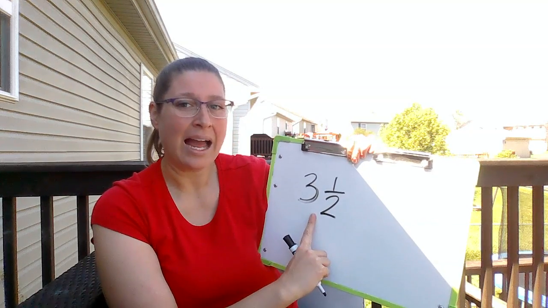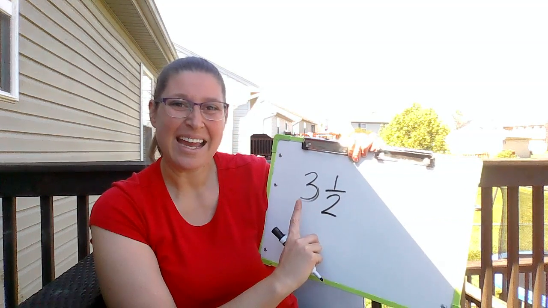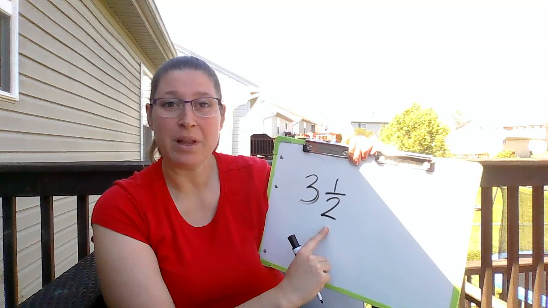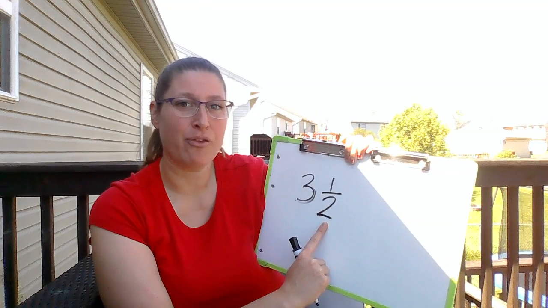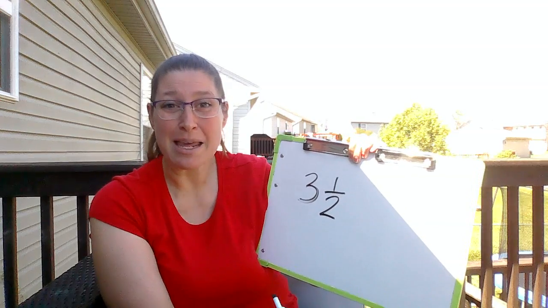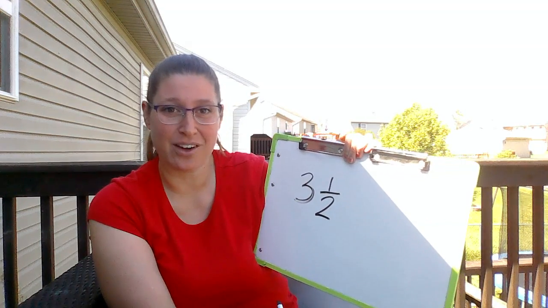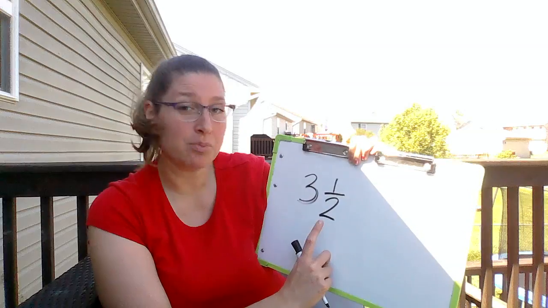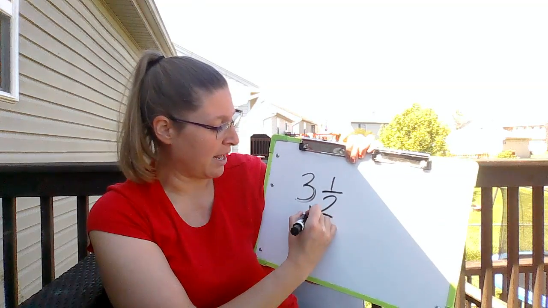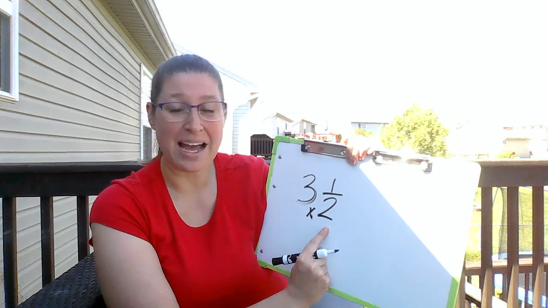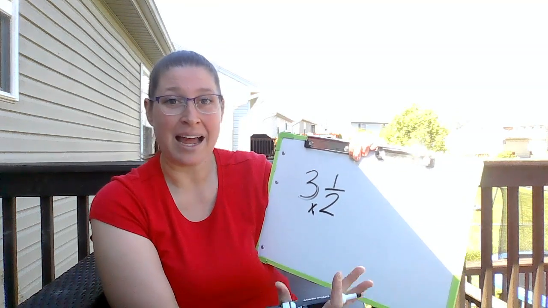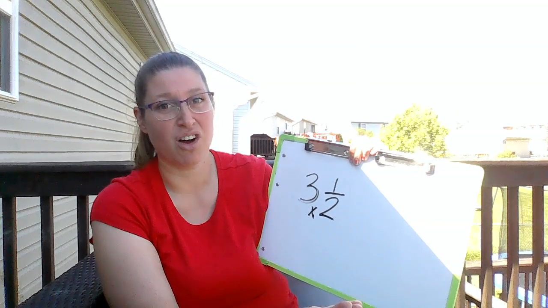Right now, I know I have 3 wholes. Each whole is going to be split into 2 pieces. Plus, I have 1 additional piece in my fraction. So I want to know how many pieces I have altogether. To do that, I'm going to multiply my denominator by my whole number, because if every whole has 2 pieces, if I multiply, I'm going to get how many pieces there are.